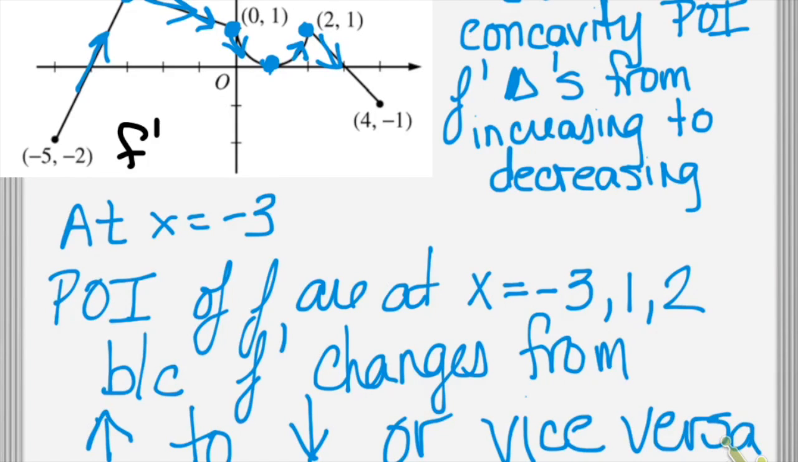Again, we're not worried about where the derivative doesn't exist, because the second derivative may not exist, but that doesn't change the fact that f prime is changing from increasing to decreasing at those points, and therefore f is going to have points of inflection.